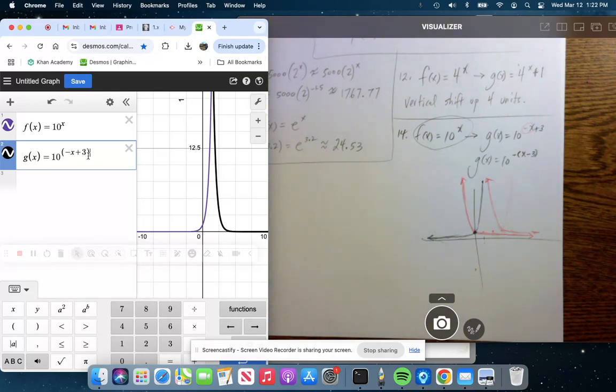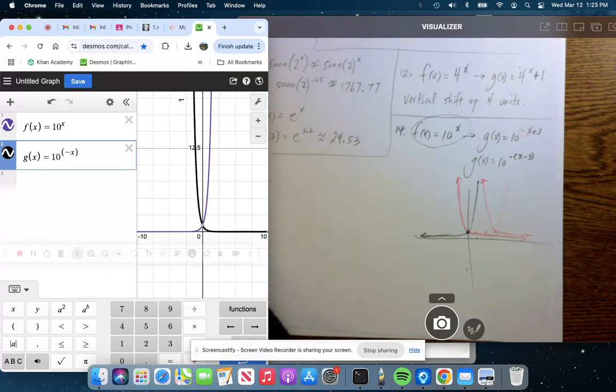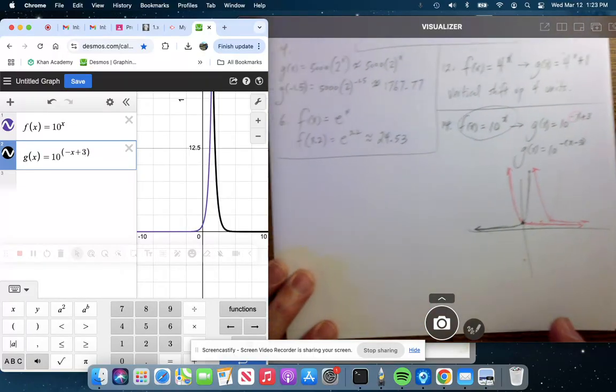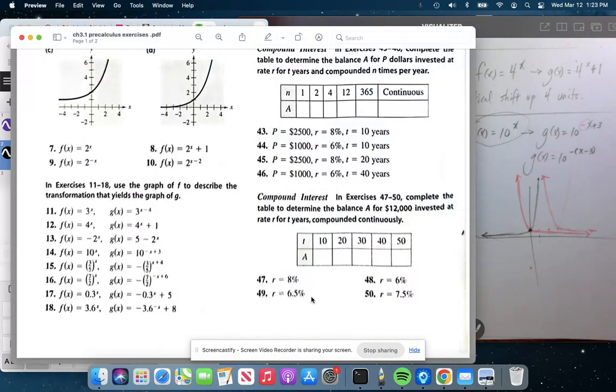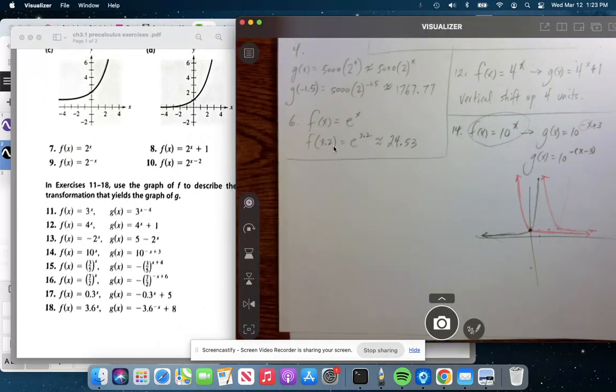So without the 3, it's right there. It's simply a reflection across the y-axis, as you can see. And then when I hit plus 3, it moves it right. Well, why does it move it right? Well, because it's a negative x we're adding to. So plus 3. Here we go. So that's number 14. All right. We'll also do number, wait, what number was that? That was 14. Okay.